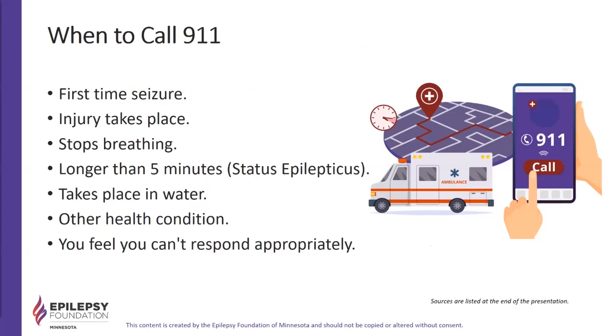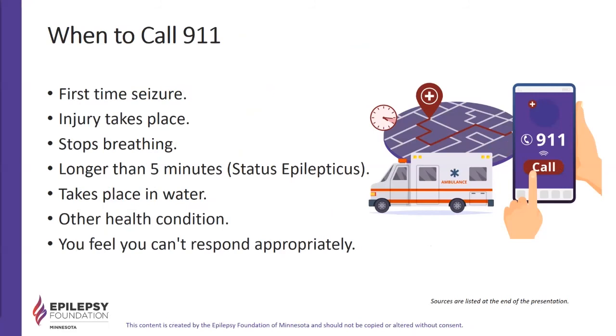When to call 911: if a person has a seizure ID bracelet or their history of seizures is known, calling an ambulance may not always be necessary. However, there are some situations in which you should always call 911. The first one is if this is a first-time seizure, or if an injury takes place.